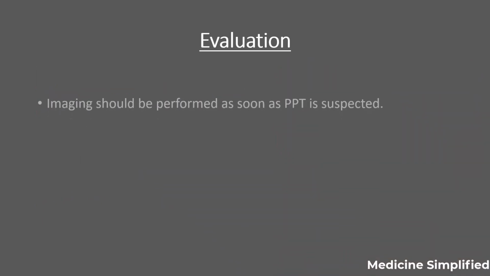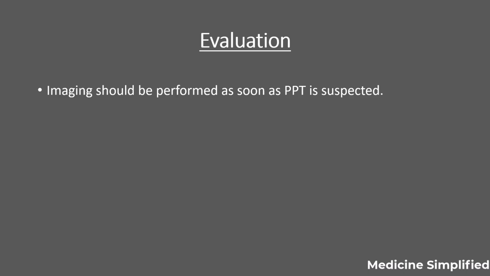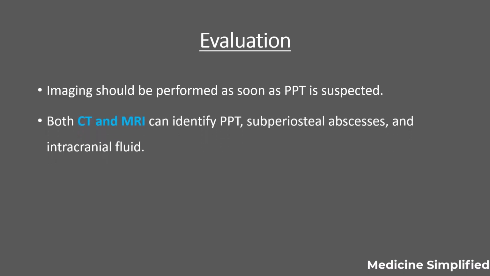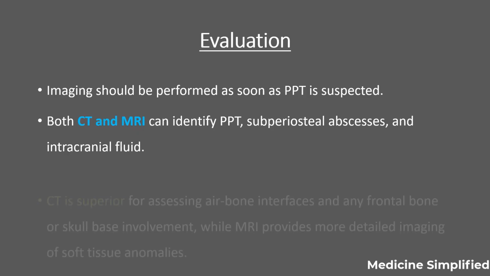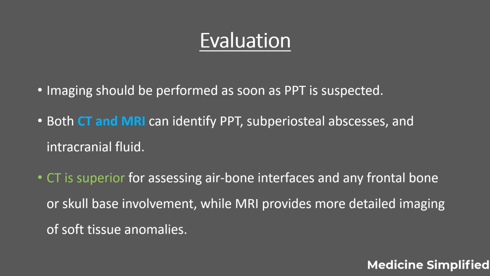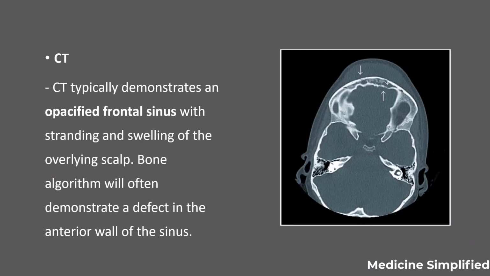Coming to the evaluation, imaging should be performed as soon as PPT is suspected. Both CT and MRI can identify PPT, subperiosteal abscess, and intracranial fluid. CT is superior for assessing airborne interface and any frontal bone or skull base involvement, while MRI can provide more detailed imaging of soft tissue anomalies. Coming to the CT, it typically demonstrates an opacified frontal sinus, which can be seen in the image, with stranding and swelling of overlying scalp. Bone algorithm will often demonstrate a defect in the anterior wall of the sinus due to osteomyelitis.